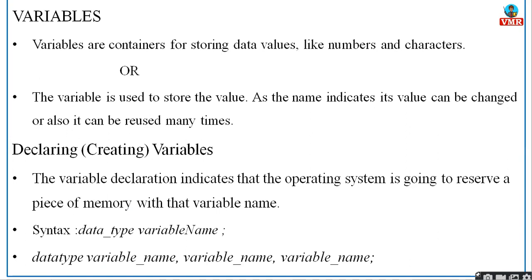If you check the first point, variables are containers for storing data values like numbers and characters, or the variable is used to store the value. You can also give another definition like, variable is a name which is given for a memory location. So when you are trying to declare a variable, some particular memory will be allocated in your memory location, right? This will happen when you declare the variables.